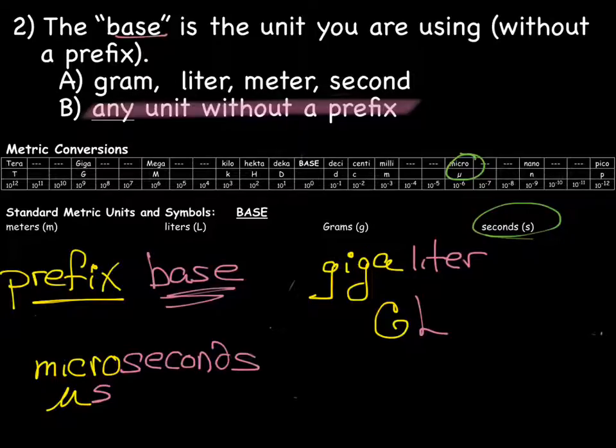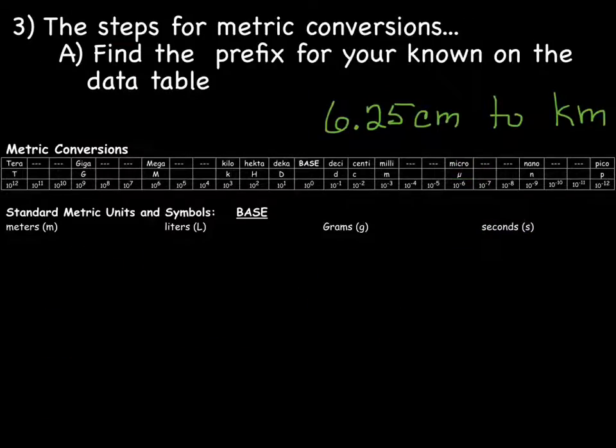All right, so now let's do the steps for metric conversions. First step is to find the prefix for your known on the data table. So first thing, let's identify our prefixes and bases as a quick review. Prefix I will underline in red, and the base I will underline in pink. So centimeters. Centi is the prefix, meters is the base.